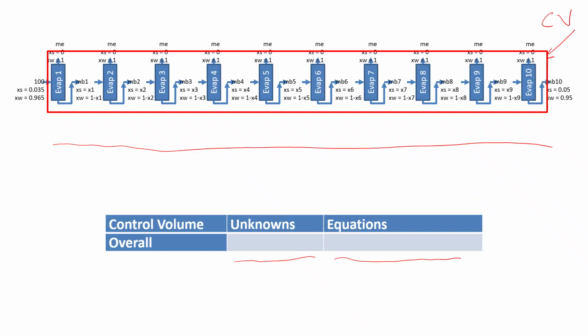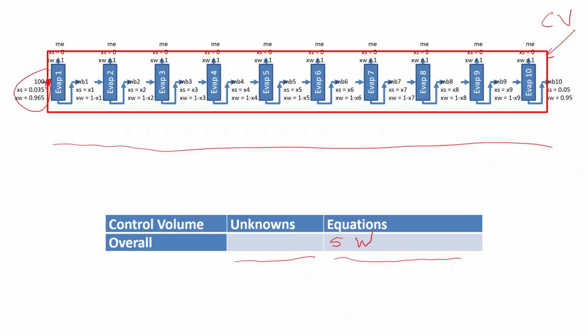Well, I hope that you did take time to fill in the table, because now I'm going to fill it in together with you. So we're going to start on the far left where the feed comes in, the stream right here, that crosses the control volume boundary. Looking at that stream, there are no unknowns, so I'm not going to add to that cell, but there are two components, salt and water.